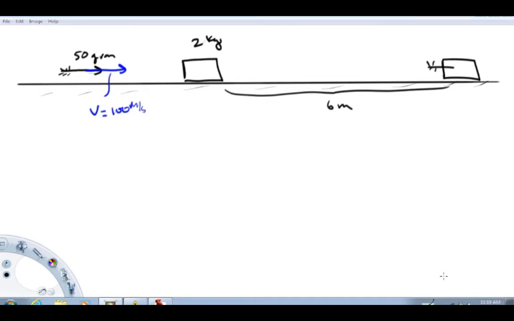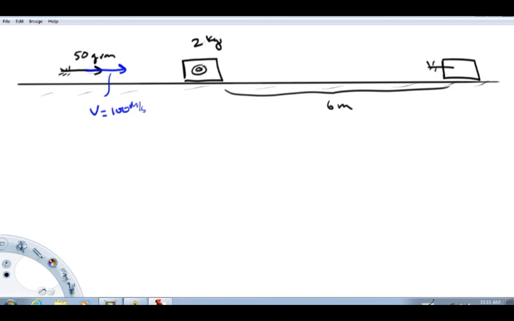I'm making this video to demonstrate again how to apply momentum concepts and also to tie it in with work-energy types of concepts. So in this example, imagine we've got this arrow moving along at 100 meters per second. I drew the velocity vector in blue just to distinguish it from the actual picture of the arrow. And that arrow has been fired at this target here.